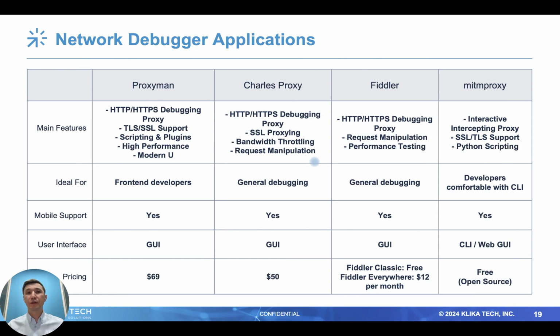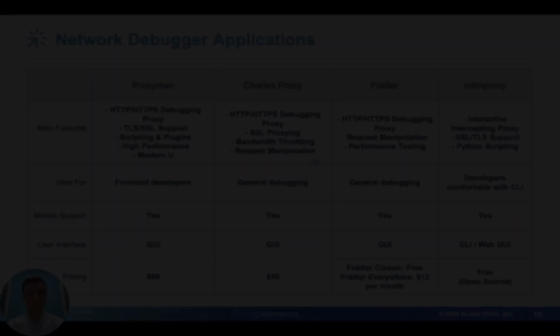Next, all of them have mobile support and GUI interfaces. But in terms of pricing, Mitmproxy is free because it's open source. But Proxyman, Charles Proxy, and Fiddler can cost. However, you can still use them for free, but with limited resources and features.